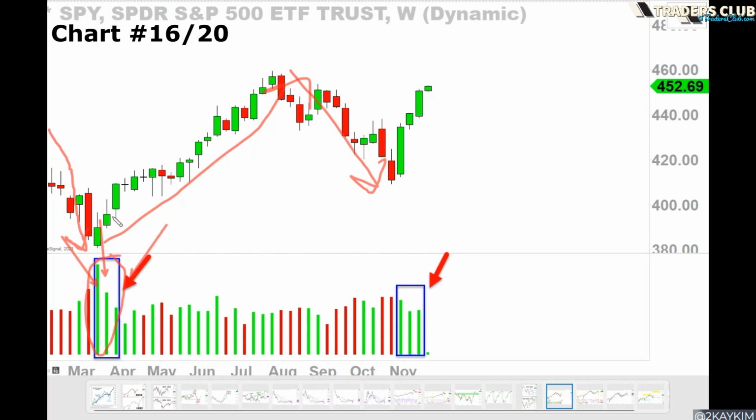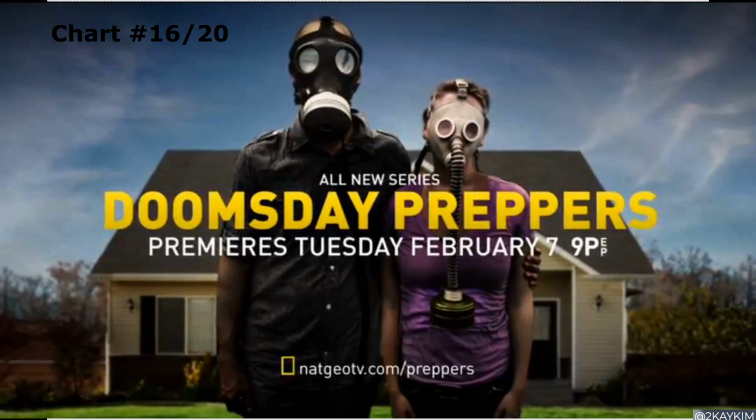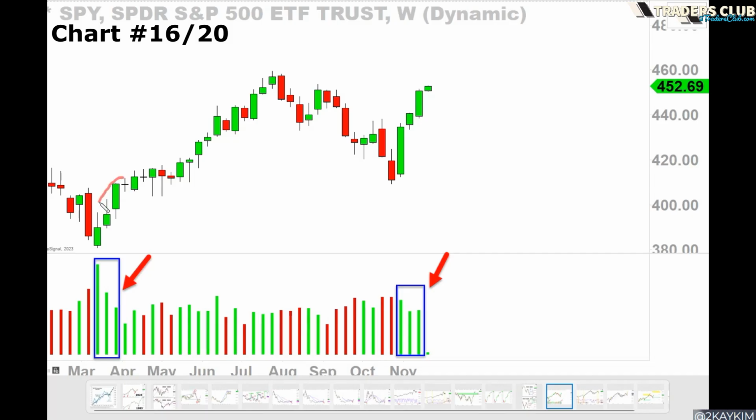This is smart money accumulating while everybody else was calling for that Great Depression. And as you can see, not only that, we have the 3 white soldiers, similar to here. We got the 3 white soldiers, and we have this accumulation, 3 consecutive weeks of buying volume.